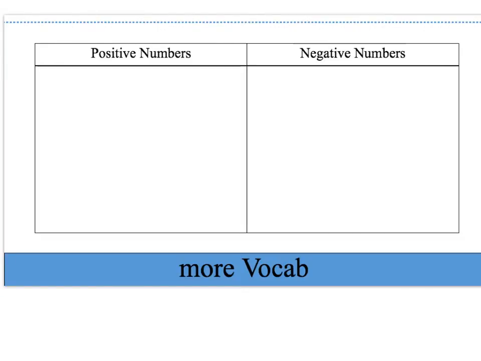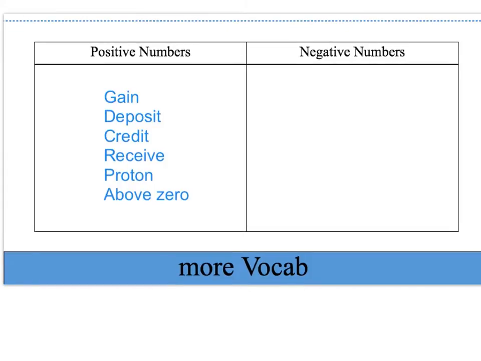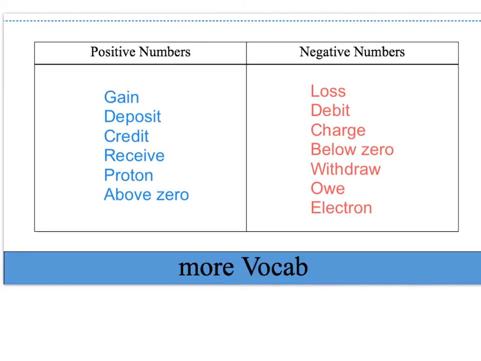On this slide, we're going to talk about some of the key vocabulary words that mean positive numbers and some of the key vocabulary words that mean negative numbers. So for positive numbers, some of the key vocabulary words that you might want to be aware of are gain, deposit, credit, receive, proton, and above 0. All of these words are keywords for positive numbers. On the right side, we have negative numbers. Here are some vocabulary words that mean negative numbers: loss, debit, charge, below 0, withdraw, owe, and electron. So look for these vocabulary words which indicate negative numbers.